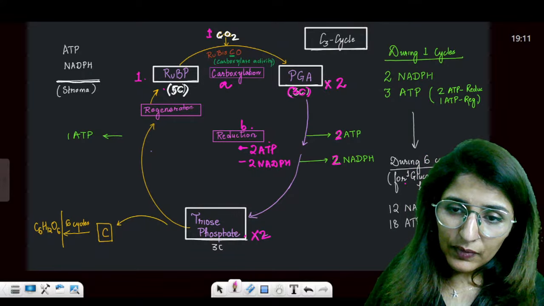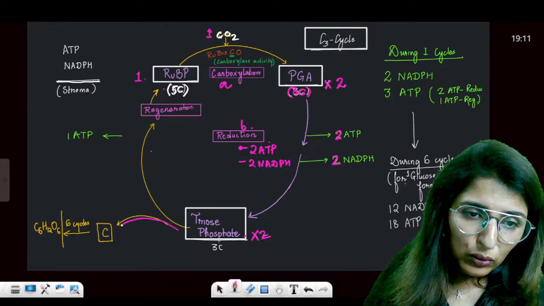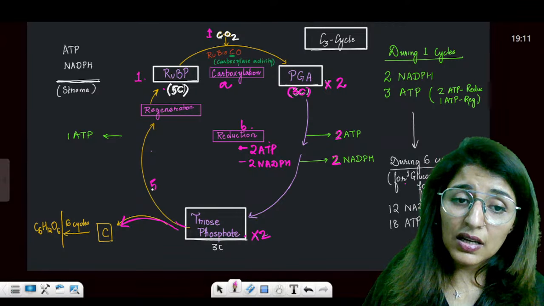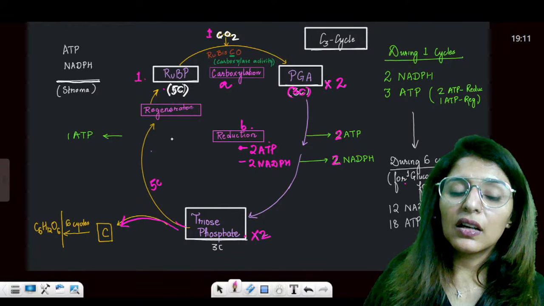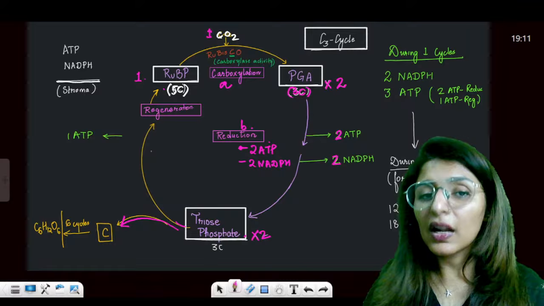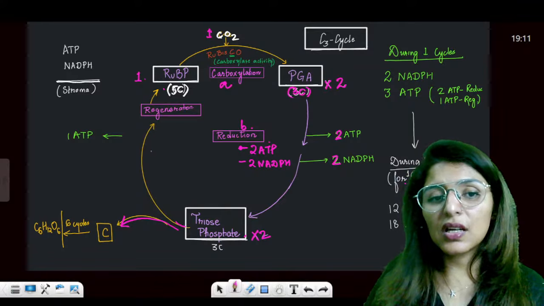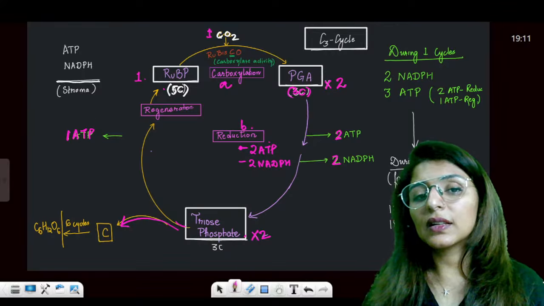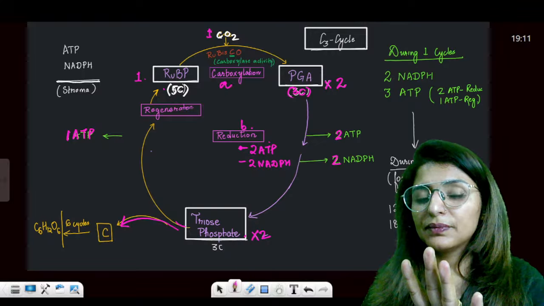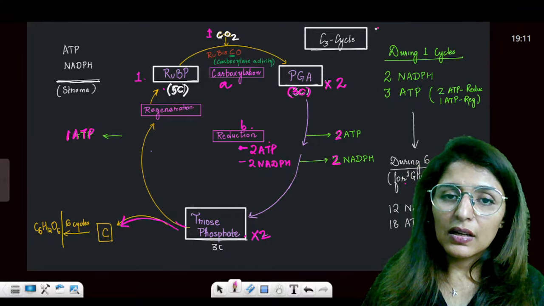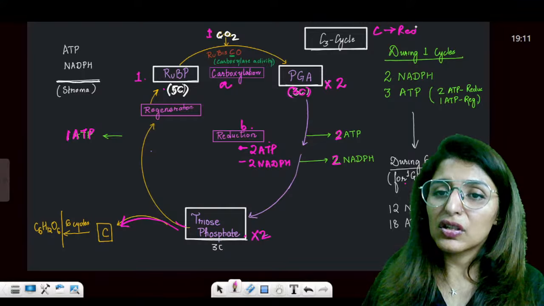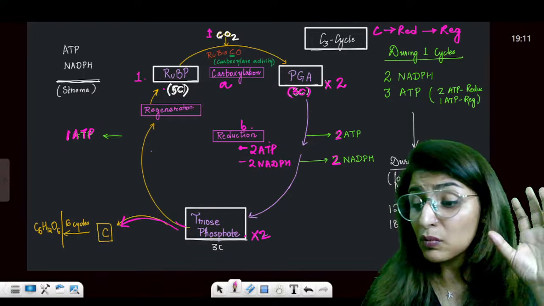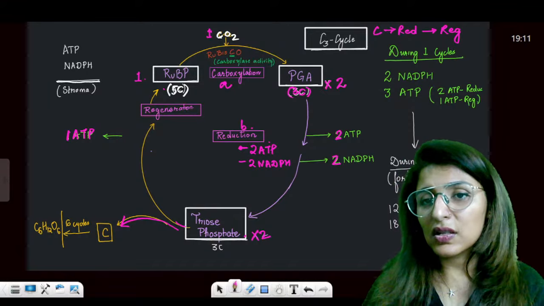Now, what will happen? One carbon will move out, and the rest of the 5 carbons will result in the regeneration of RuBP. Are these points clear? This step is known as regeneration and it utilizes one molecule of ATP. So in the C3 cycle, it occurs in 3 steps: carboxylation, followed by reduction, followed by regeneration. First question, these are all PYQs. This is one of the most important topics.